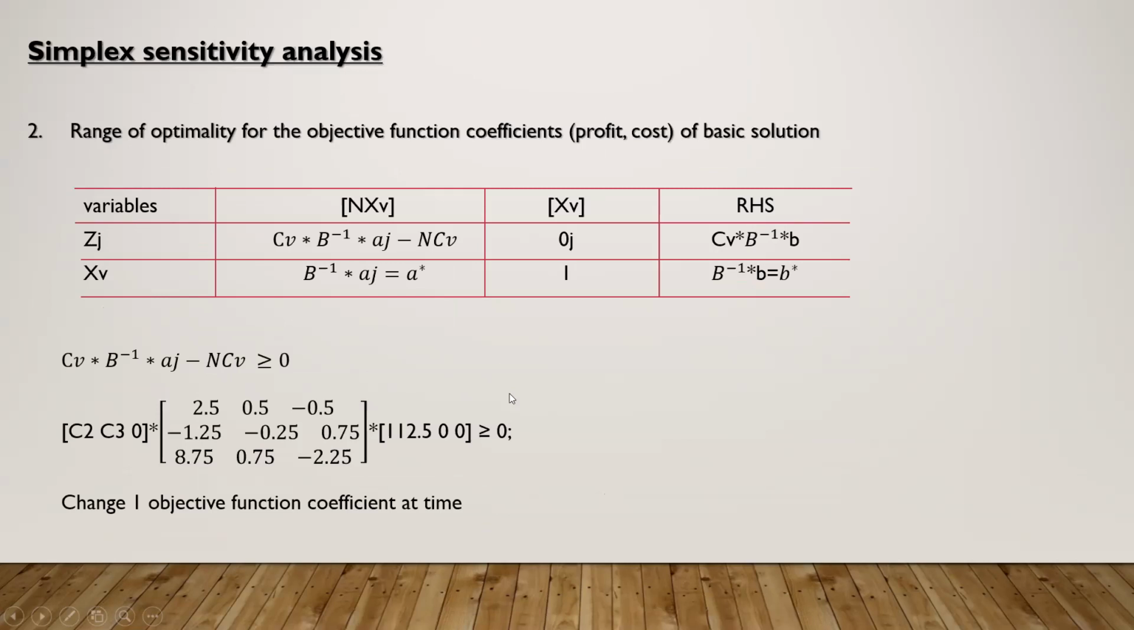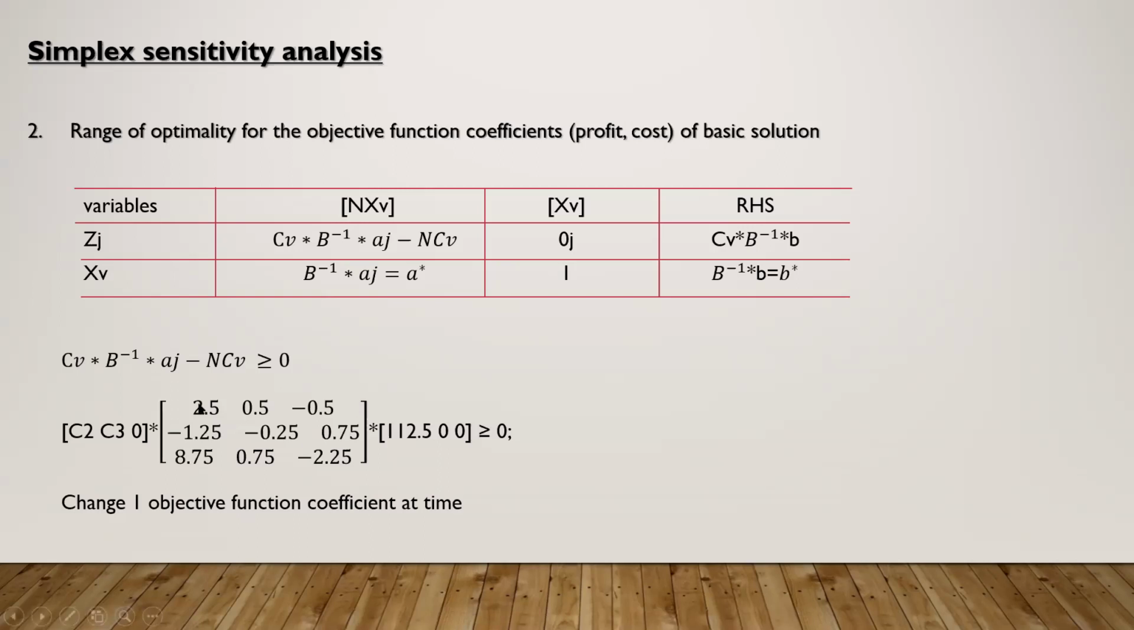We know the production plan is basically the final iteration of the simplex method. So the governing equation will be this line: CV times B inverse times, over here you will put the matrix of technical coefficients for the non-basic solution.